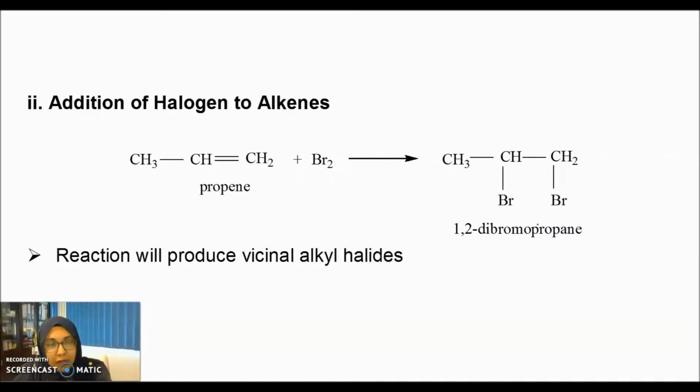Always remember, whatever reaction takes place, this is applicable to all types of reaction: reactions will only occur at the carbon with the functional group. For example, if we have a carbon-carbon double bond here, any reaction will proceed there. There will be no reaction at a carbon with no functional group involved in the reaction. So this reaction will produce a vicinal alkyl halide, where substitution takes place at adjacent carbons.